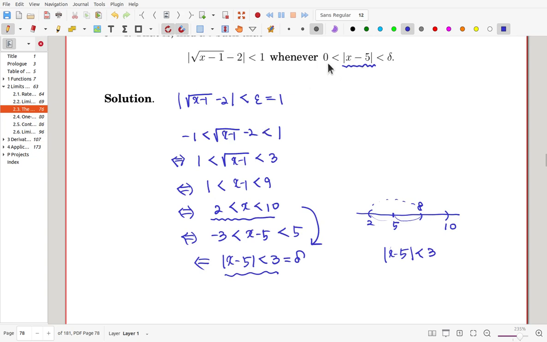And so along with that choice of delta 3, that inequality will be satisfied. Okay, because we have to write it in this form. We chose part of the interval x can be.